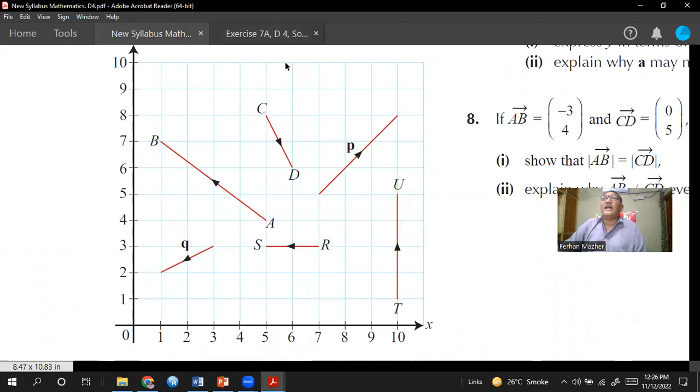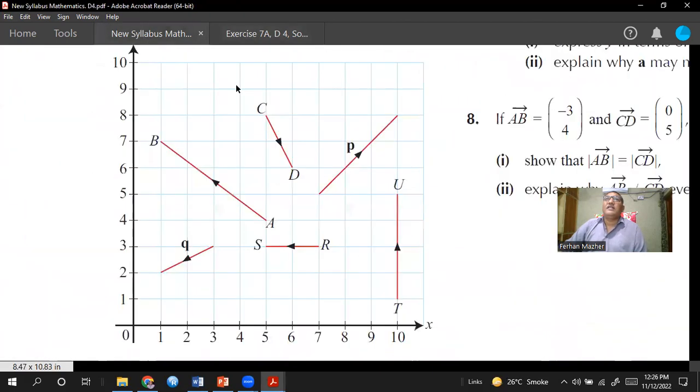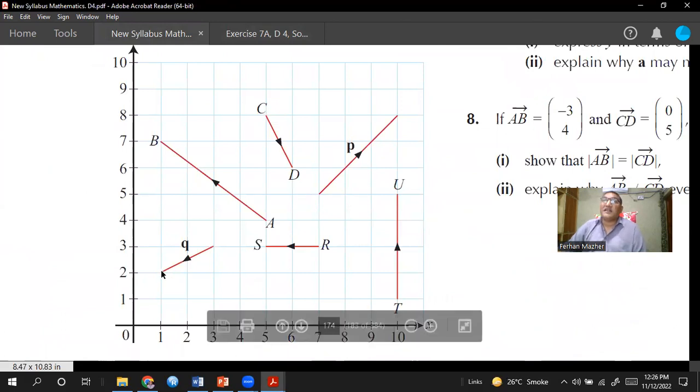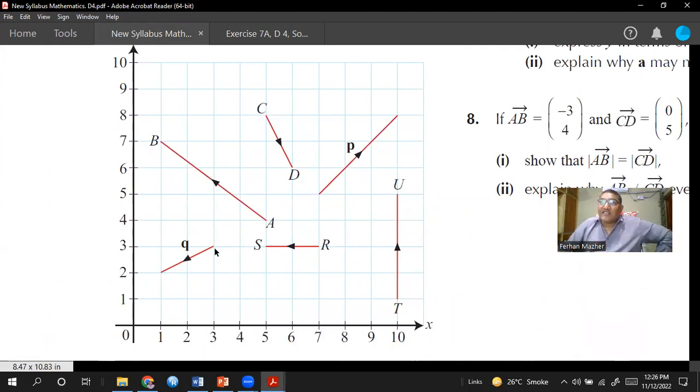And then we have the Q. So the Q will be, this is the starting point, the tail of the vector. This is the terminal point, the end point, the head of the vector. So I will check how much I will move on the x-axis, going from tail to head. So you will move two steps to the left on the x-axis. So it will be -2. And 1 step down parallel to the y-axis. So it will be -1.